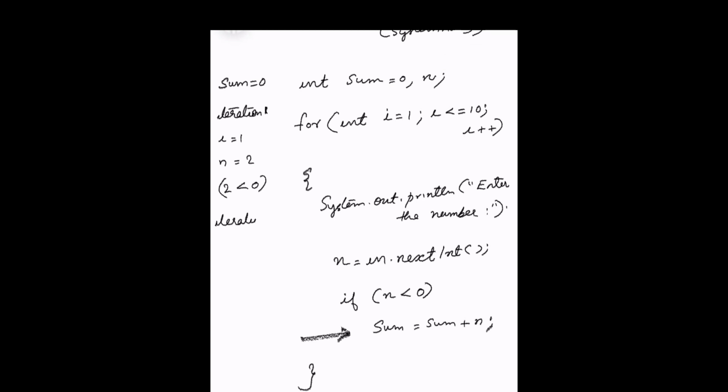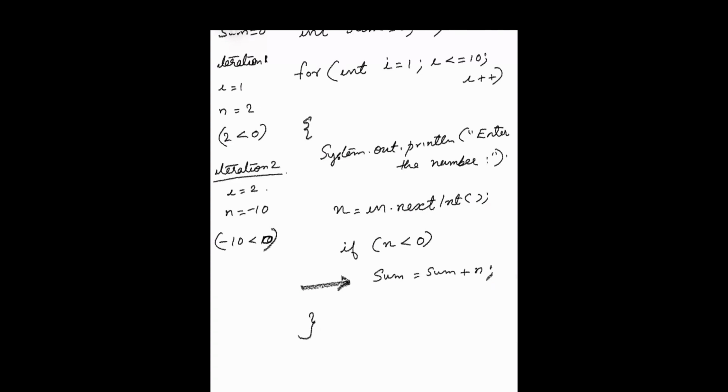So iteration 2 is happening now. Iteration 2, i value has become 2. Give me a value for n now. So 10 times you have to keep on inputting n, right? Give me a value for n now. -10. n equal to -10. Fine. So it is checking, is -10 less than 0? -10 is less than 0, right? So when -10 is less than 0, it enters into this condition, and what it does is sum equal to sum plus n.